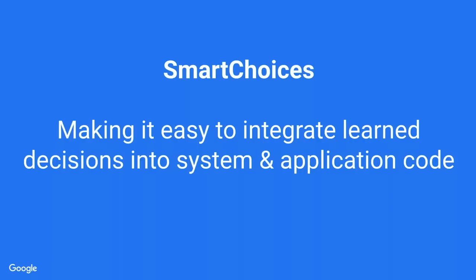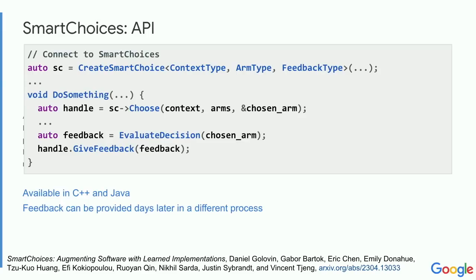The other thing I mentioned about systems is that often you want to be able to integrate really lightweight learned decisions into the middle of some complex already existing systems code, like a compiler or an operating system. So SmartChoices is a system that we've been working on at Google to make it easy to integrate these sorts of learned choices into such code. And it has a relatively narrow API.